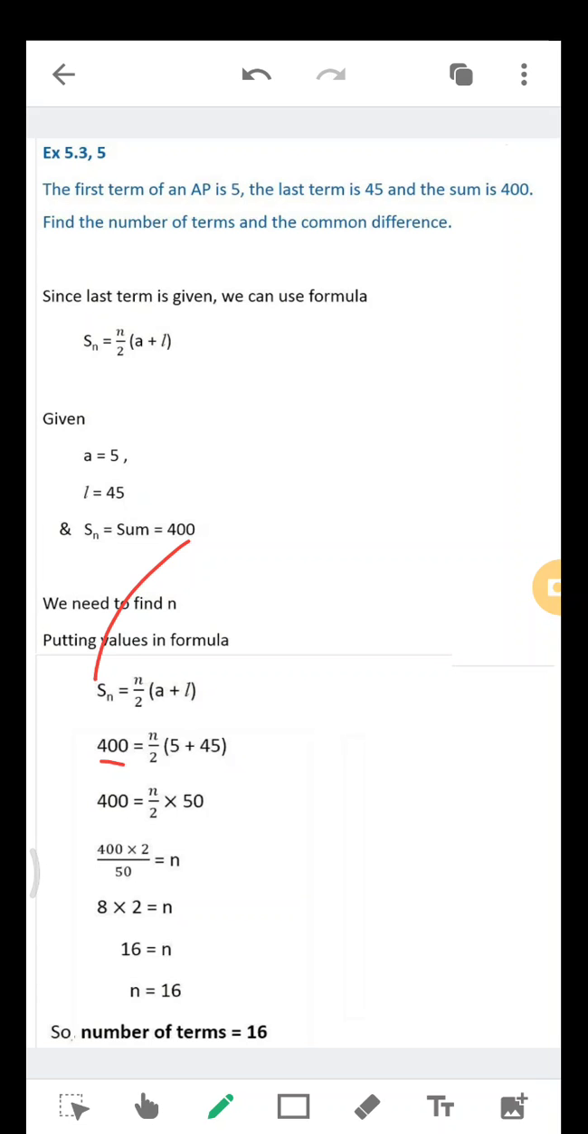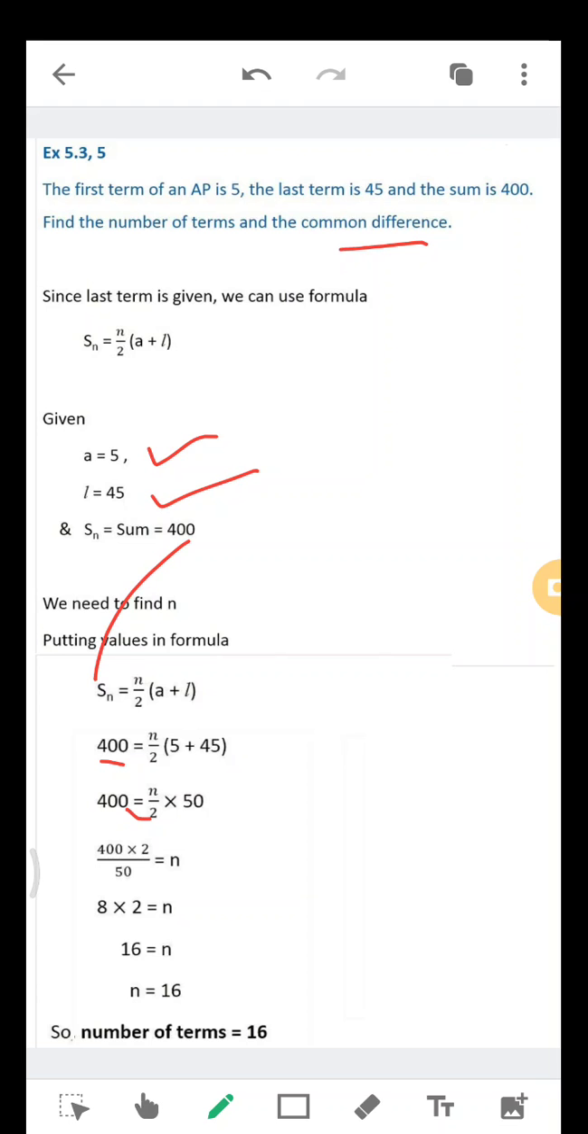n by 2 as it is, because we don't know what n is. a and l are given, that is a is 5 and l is 45. So putting the values of a and l in the formula, 5 plus 45 gives you 50, and cross multiplying you get 2 into 400, it becomes 800. 800 by 50, that gives you 16. So n is 16 here, so the number of terms is 16.